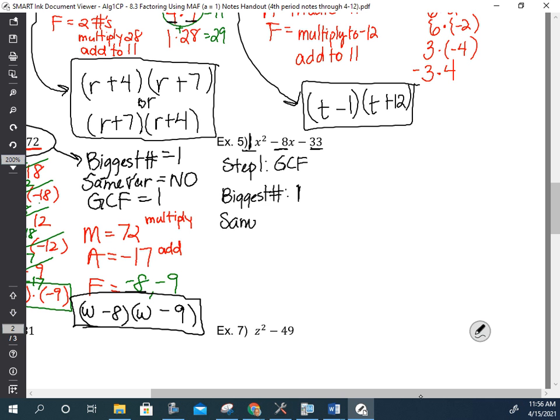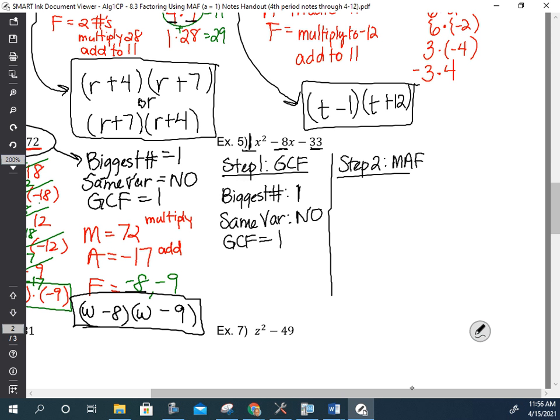Next one, same variable. Does everything have the letter x in it? No. Same variable means the same letters in every part of the problem. So your GCF is just 1. Since your greatest common factor is 1, you can just move on. Step 2. Now we work out MAF.